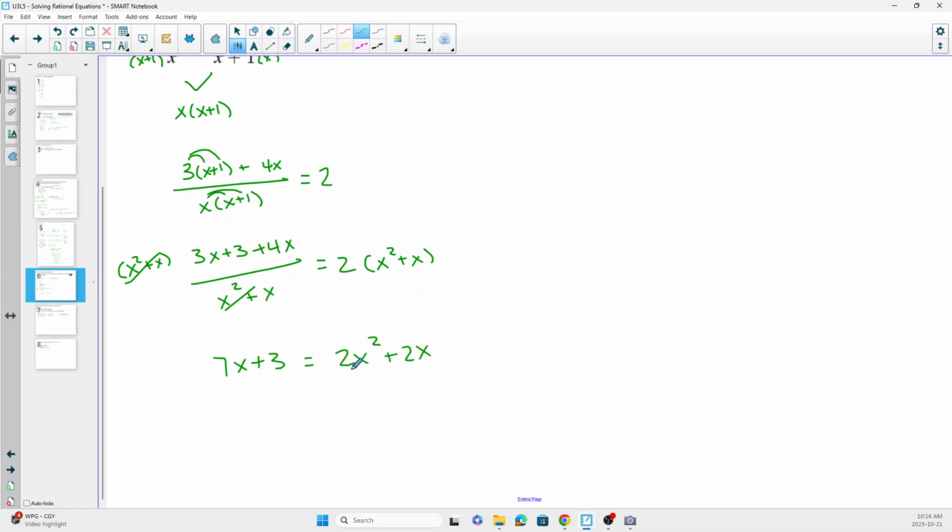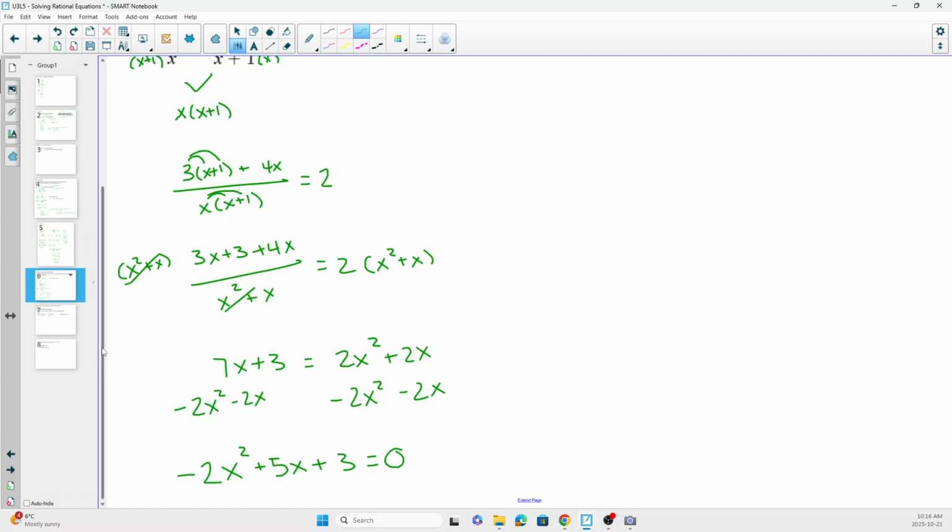And now we bring everything over. We subtract 2x squared, we subtract 2x, we do it on both sides, minus 2x squared minus 2x, and we're left with negative 2x squared. 7x minus 2x is positive 5x plus 3, and now we want to know when this function is all equal to 0. What a process.